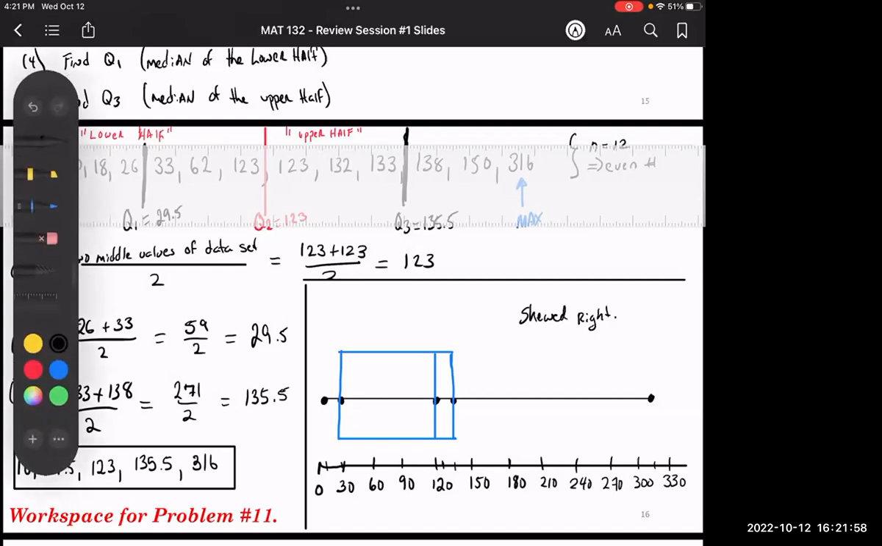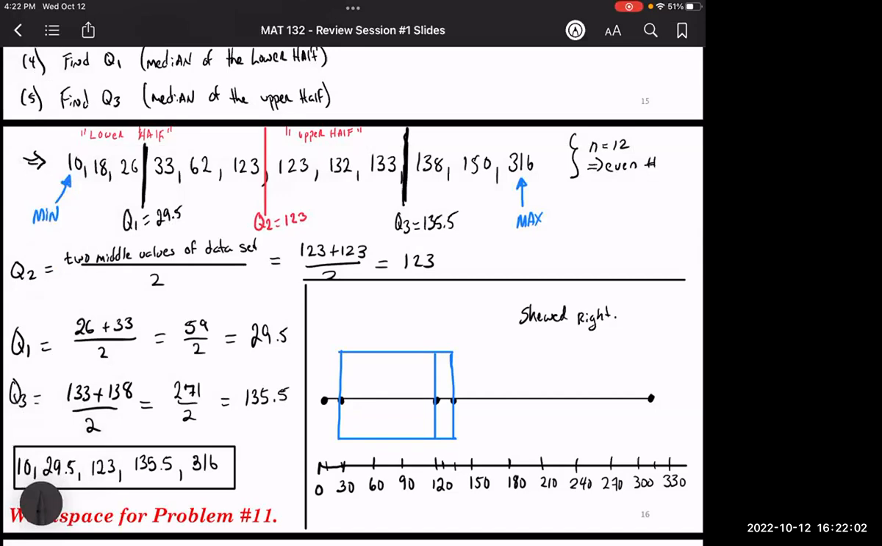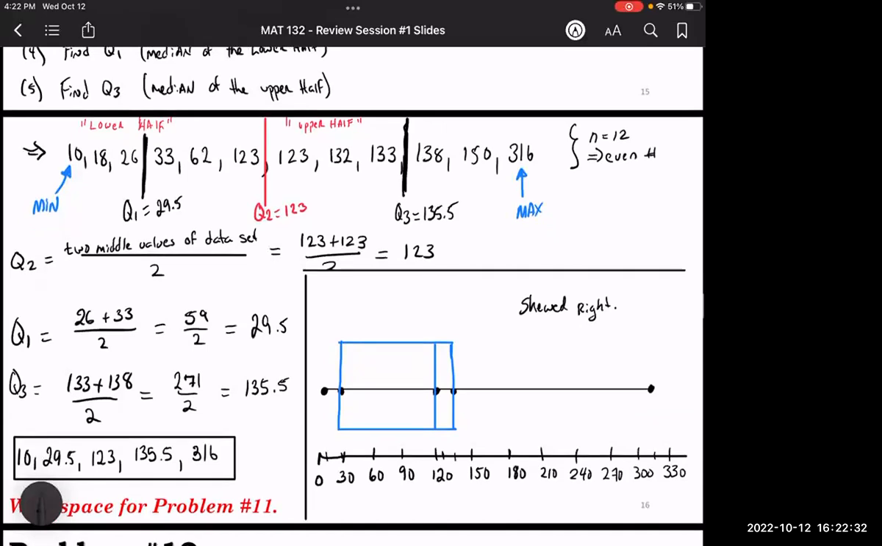Technically speaking, look at the rest of the values compared to 316. Is 316 relatively close to the other set of values here? No, 316 is what we call an outlier. And an outlier can definitely affect your calculations and even the shape of your distribution. If I were to remove 316, I'm not going to do it now, then our data set would have been completely different. We would have had different values for the 5-number summary. All right. Any questions on problem number 11?